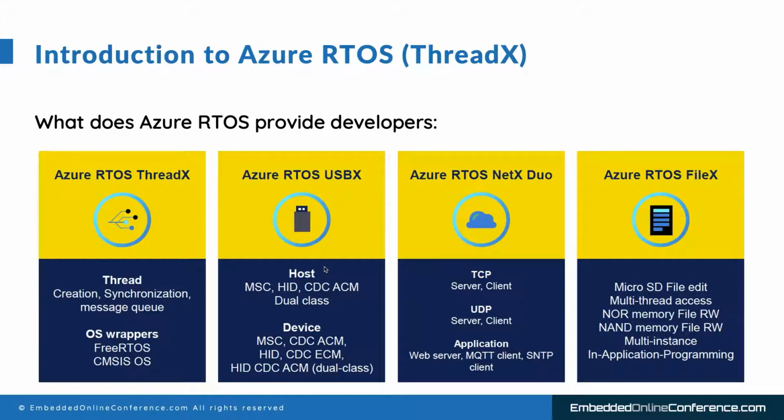It also comes with USBX, which basically gives you the ability to have mass storage devices, HID devices, and dual class devices. So it's a nice middleware software stack that you can use. And if you are creating devices that require connectivity to the internet, you can use NetX, and FileX might be useful for you as well. So you can actually very easily get an SD card stack up and running. You can use UDP communication, MQTT clients, and things like that. So lots of capabilities there that are built into Azure RTOS.